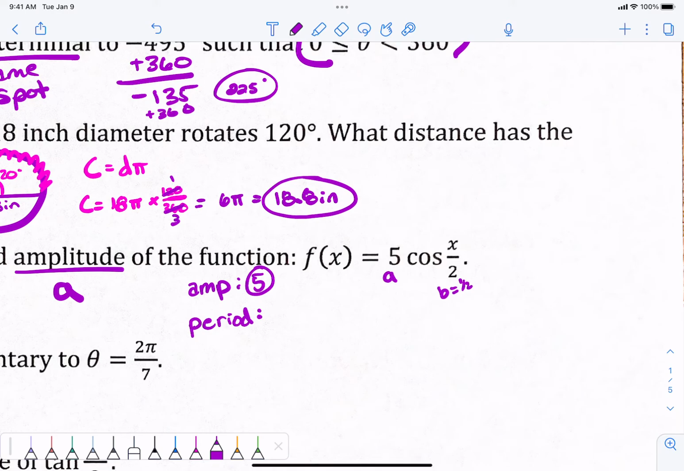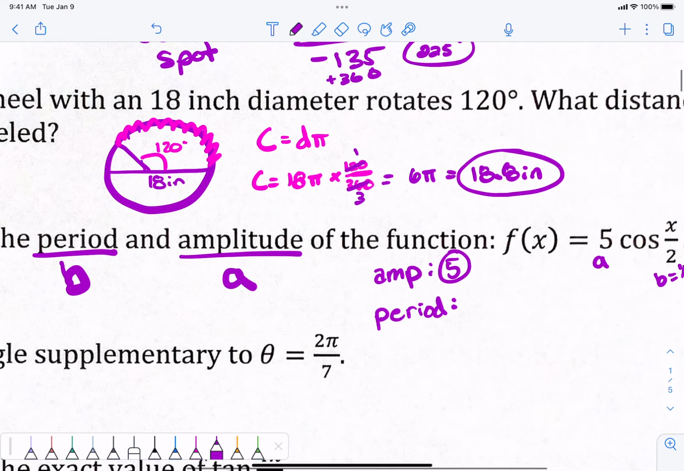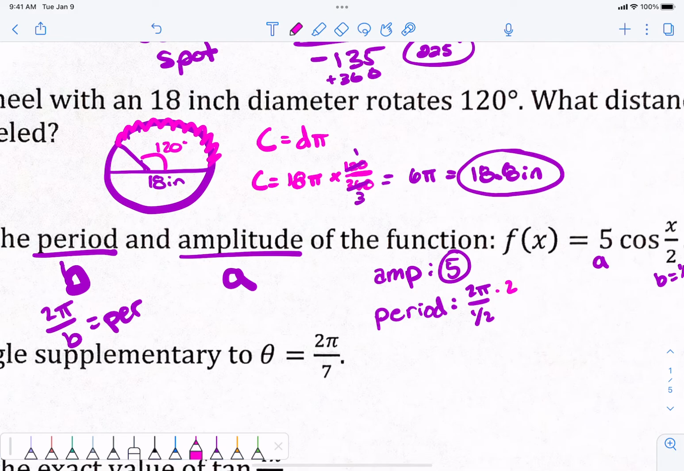How do you find the period? 2 pi over B equals period. You have to work for that one a little bit. So we take 2 pi and we divide by 1/2. When we're dividing by a fraction, we multiply by the reciprocal. So 2 pi times 2 is 4 pi.